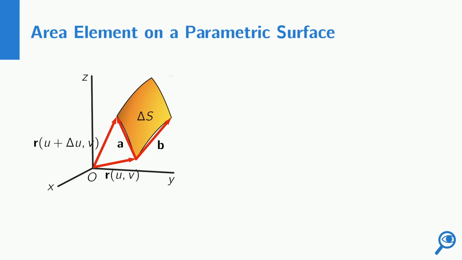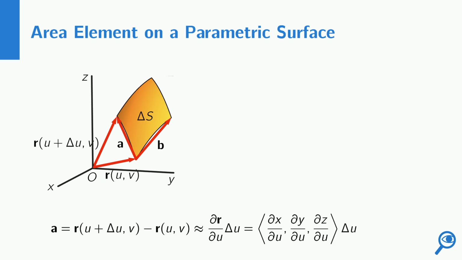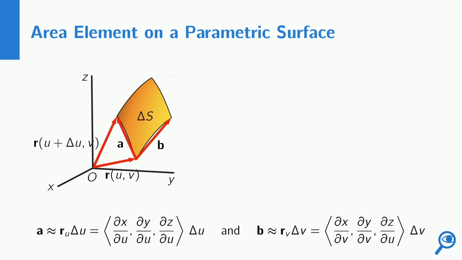To determine the vector A, we need to subtract the vectors pointing towards the end and beginning of A. These vectors live in R3, but as the endpoints are on the parametric surface, they can be described using only u and v. Vector A can be approximated by the derivative of position vector r with respect to u times delta u. As vector r is in 3D, the derivative contains the partial derivatives of x, y, and z with respect to u. The same can be derived for vector B.